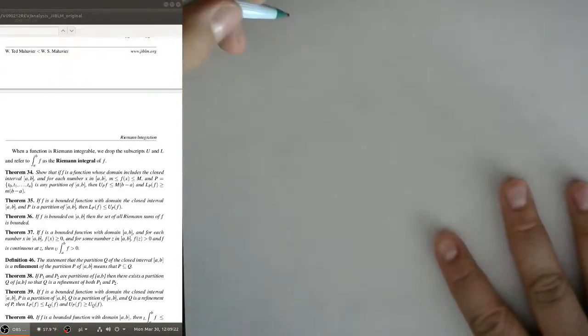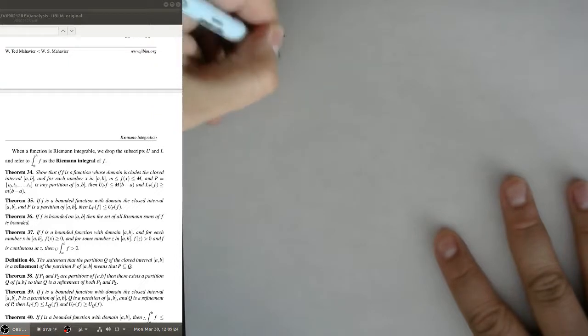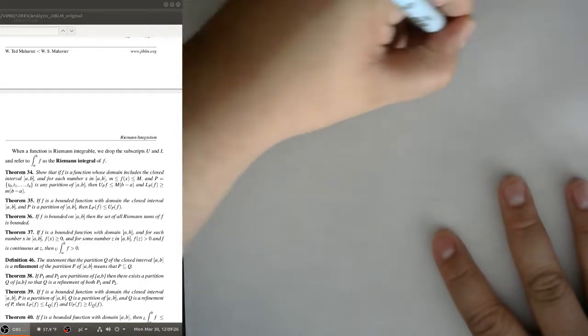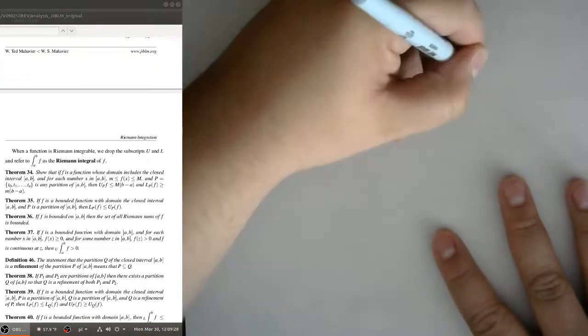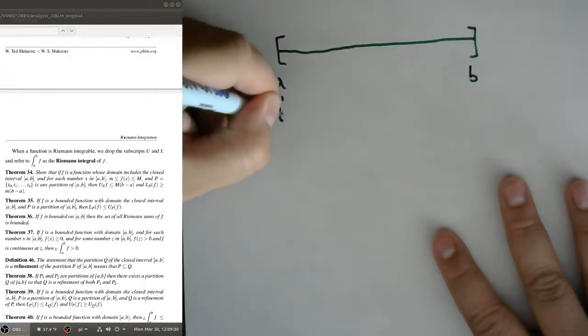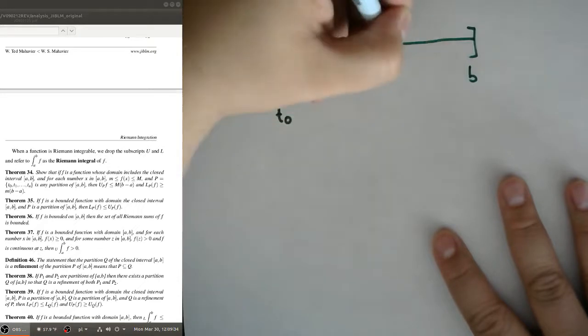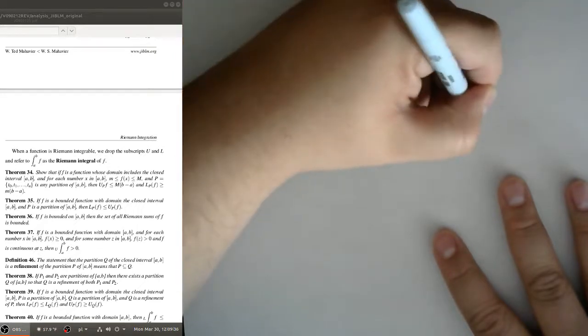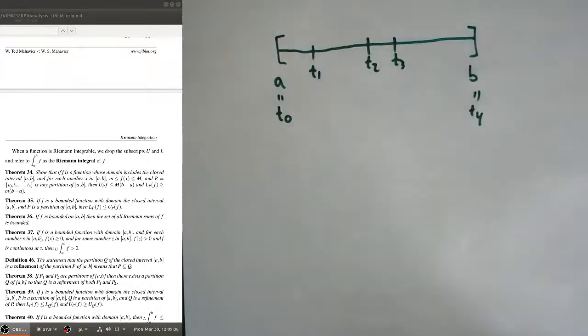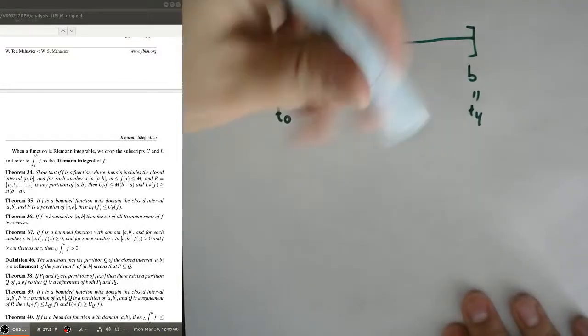Yes, that is going the right way. So if I have some interval AB, and I have some partition on my interval. Here's T0, here's T1, here's T2, here's T3, maybe here's T4. Now I could have like 30,000 points, who cares? But I have some kind of partition.